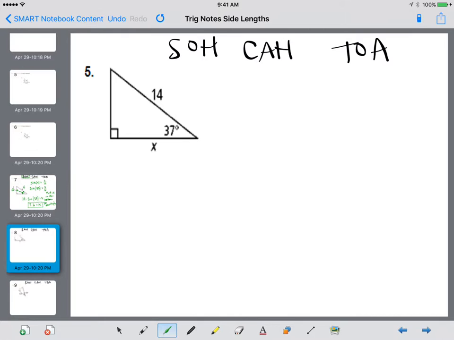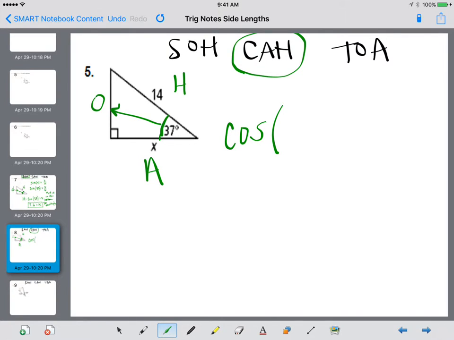Let's try another one. So we have 37 degrees right here, which means I've got to figure out my sides. That 14 represents the hypotenuse. This x is right next to the angle, so I don't have going across. That would mean the opposite side, but the x isn't there. The x is located at the adjacent. So that means I've got A and H. So I'm going to use cosine.